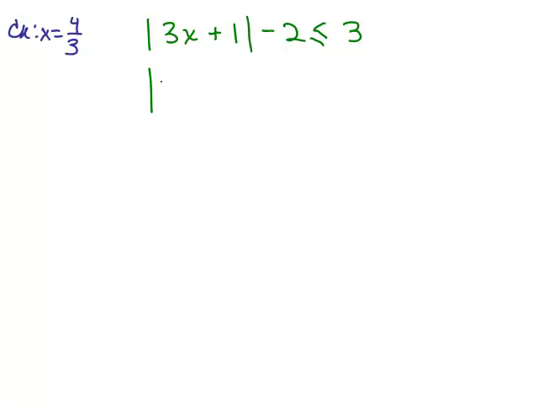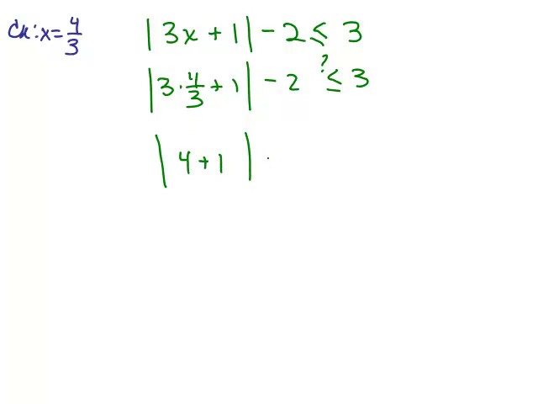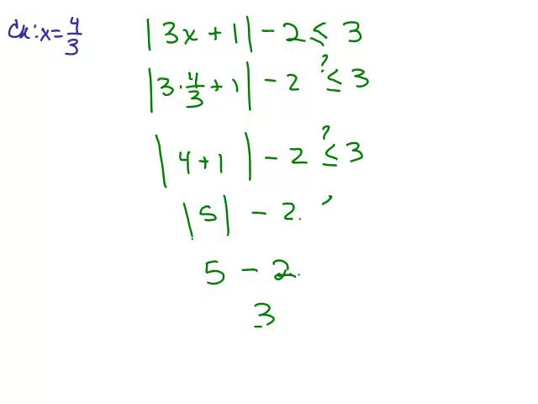So here's our original. We have 3 times 4/3 plus 1 minus 2, and we're going to see if that's going to be less than or equal to 3. So we have to simplify inside the absolute value. The 3's cancel, so I just get 4 plus 1 inside the absolute value. And 4 plus 1 is 5, so I just get 5 in the absolute value. And now what is the absolute value of 5? That'll be 5. So I have 5 minus 2, and that's 3. And the question is this: is that less than or equal to 3? Yes, because 3 is equal to 3.